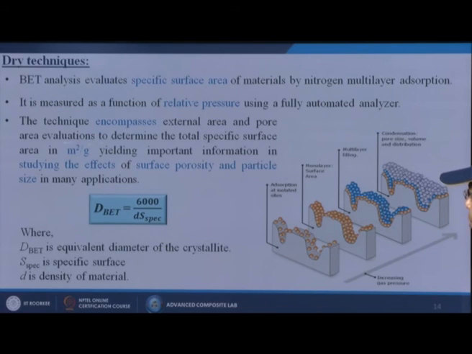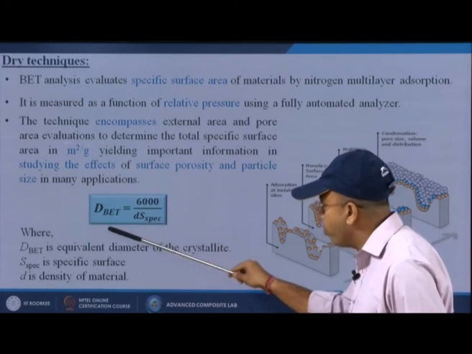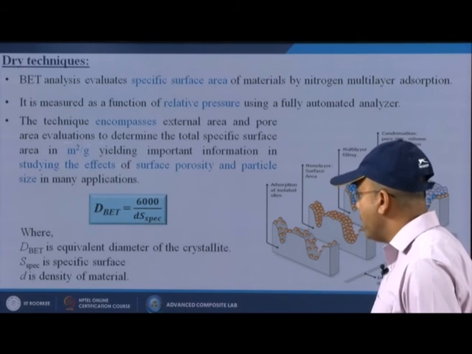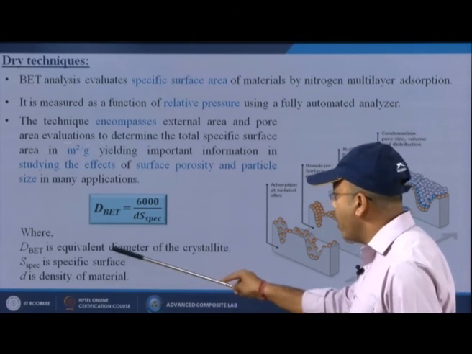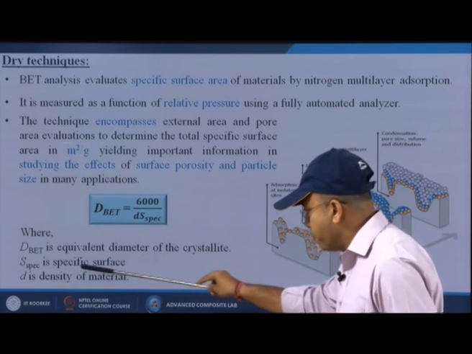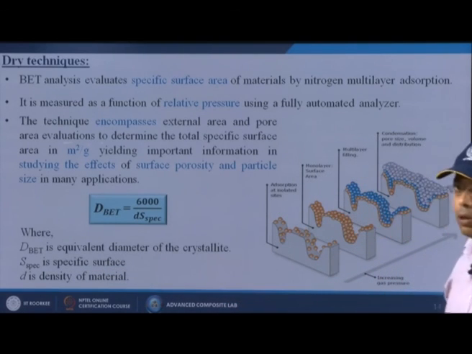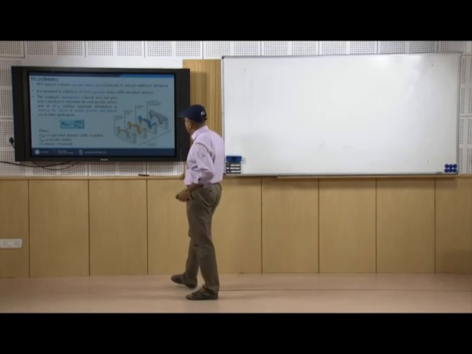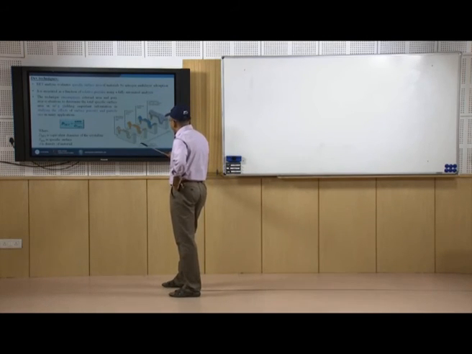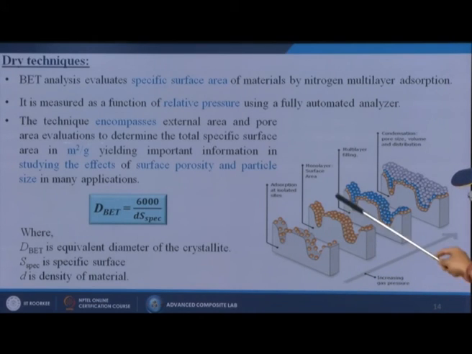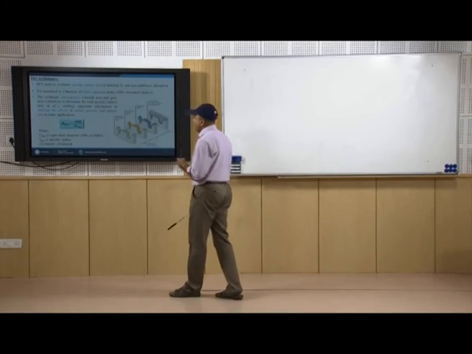yielding important information in studying the effects of surface porosity and particle size in many applications. Generally this is the standard parameter where d_BET is equal to 6000 divided by d times S_spec, where d_BET is the equivalent diameter of the crystallite, S_spec is the specific surface, and d is the density of that particular material. Here absorption is an isolated site at first when we are increasing the gas pressure. Monolayer surface area can be seen like this, when we give multilayer filling it looks like this, and when condensation, pore size and volume distribution happen it looks like this, as we increase the gas pressure from a lower value to a higher value.